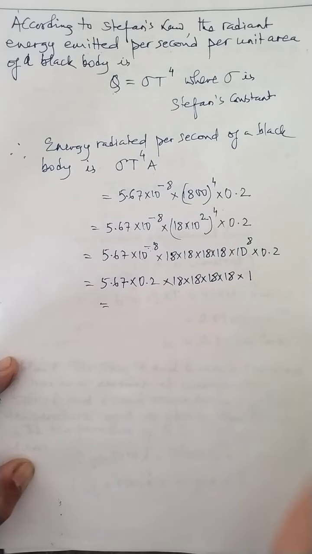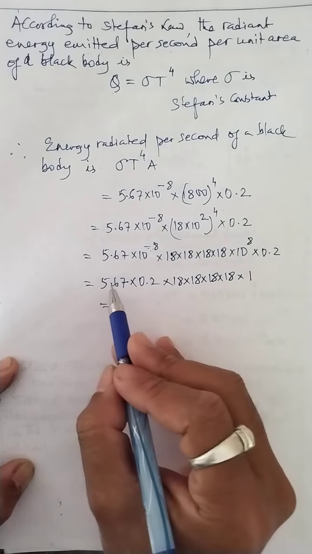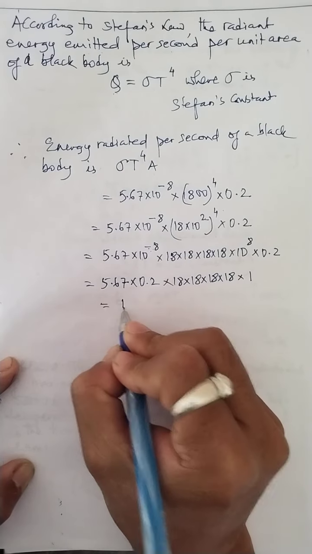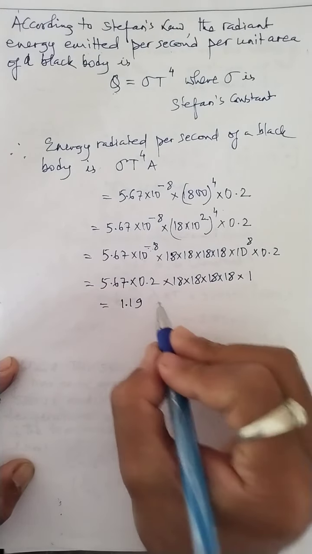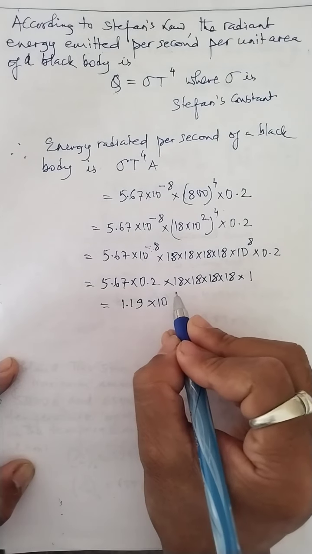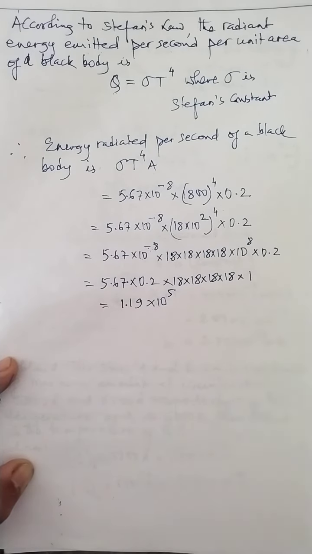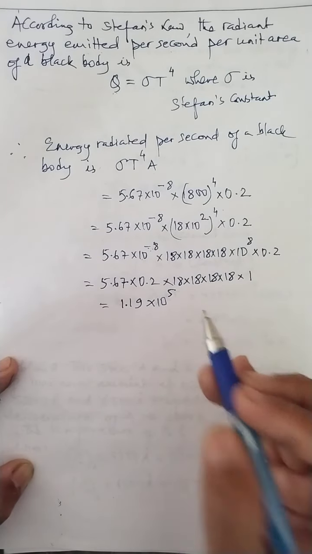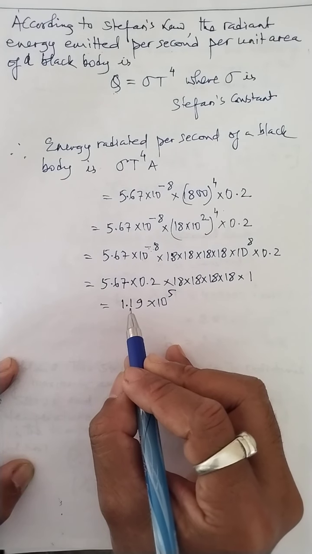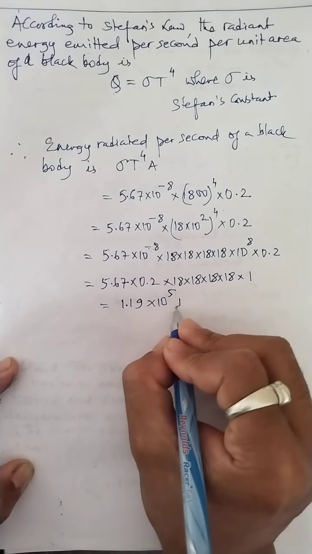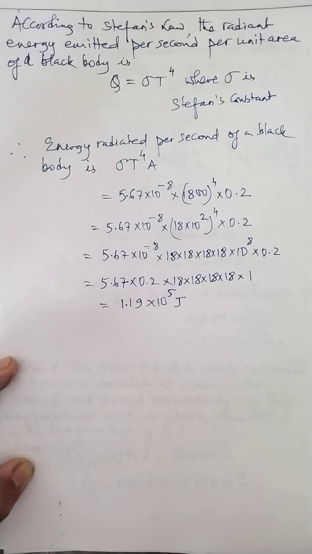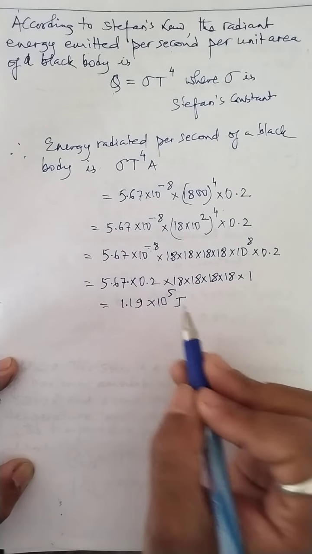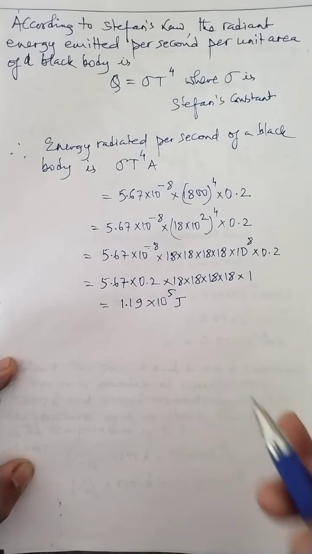Now with the help of calculator, children, we can have the calculator. If you multiply all these quantities, you get the value approximately as 1.19, I am writing in 2 decimal places, into 10 to the power 5. So I am just writing directly the value, but you can check with the help of calculator. Multiply all these quantities. So the energy radiated per second of a black body is 1.19 into 10 to the power 5, and the unit is what? Joule. So how much energy is radiated by the black body per second? Only in 1 second, that is 1.19 into 10 to the power 5 joule. So this is one of the numericals based on Stefan's law.